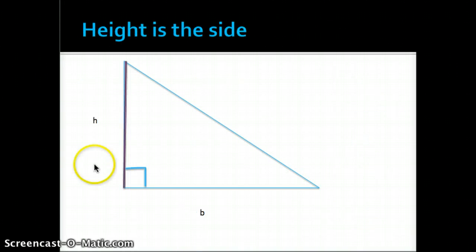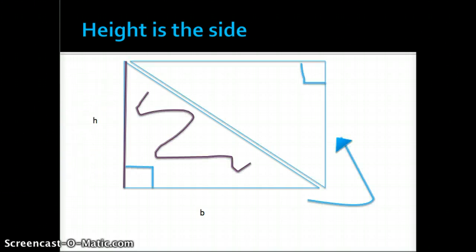Okay, for the first type of triangle where the height is on the side, we see that we have the base down here and the height up here. We need to find the area of this triangle, so to do that, I duplicated this triangle and rotated it around to right here. Now you can see that we have a rectangle where we already know that you can take width times length to get the area of a rectangle.